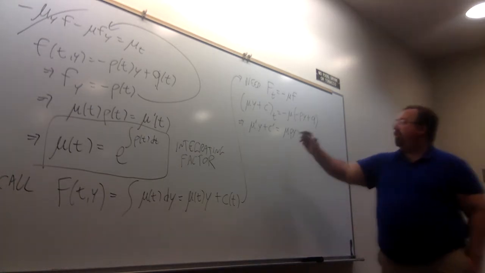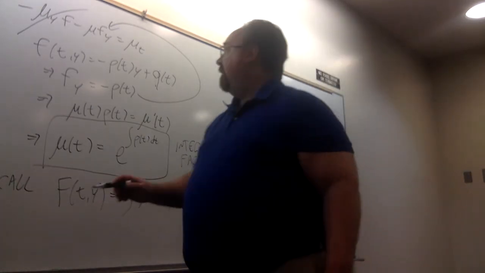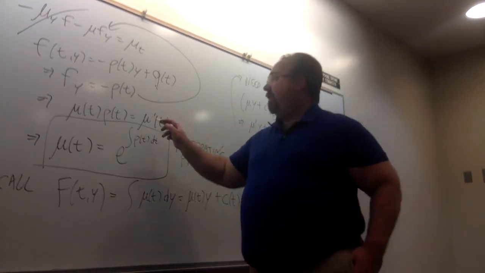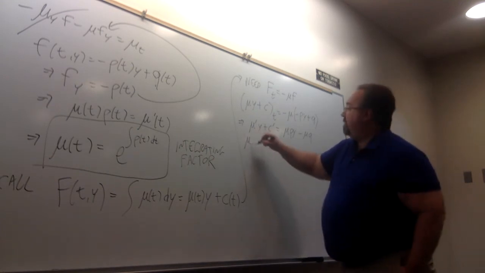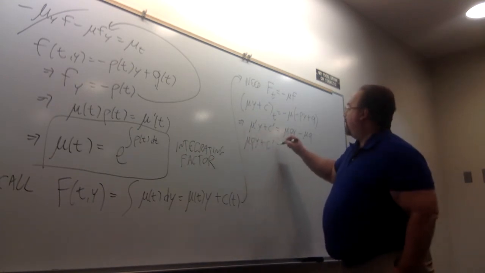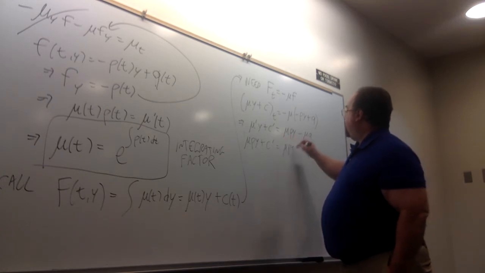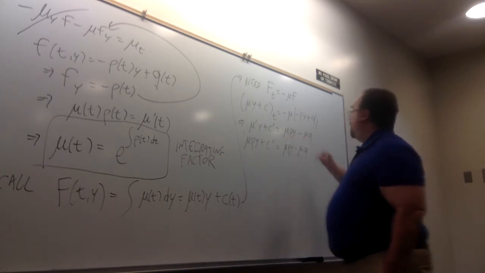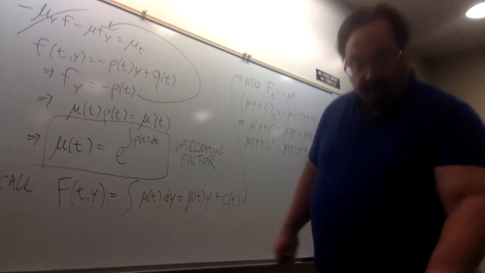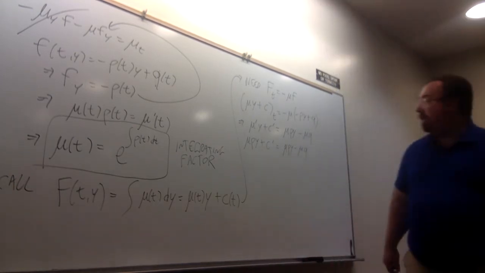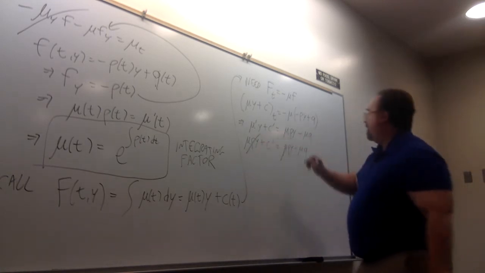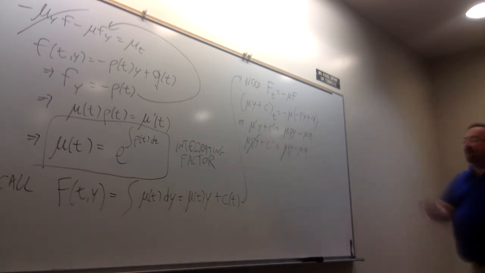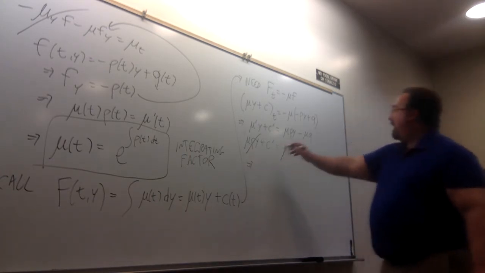But keep in mind, what is mu prime? Mu prime is over here: mu prime is equal to mu times p. So I can fill that in. Mu py plus c prime is equal to mu py minus mu q. What simplifies? Mu py. Yeah, we have mu py on both sides. Gone, gone. So now c prime is minus mu q.